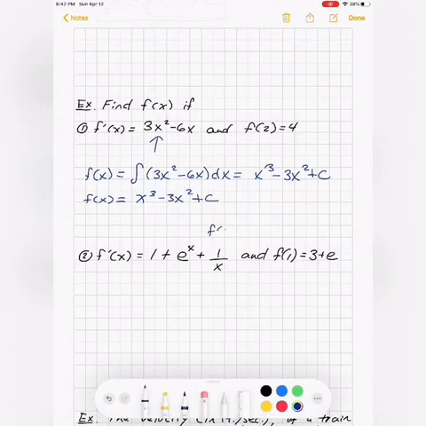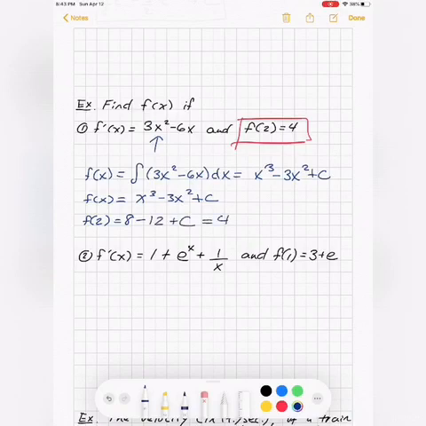So let me just check. If that's f of x, then f prime of x looks like that. Okay, so then what about where it tells us here f of 2 is 4? So that means if I plug 2 in here, that has to give me 4. So you see, that's going to allow me to solve for C.